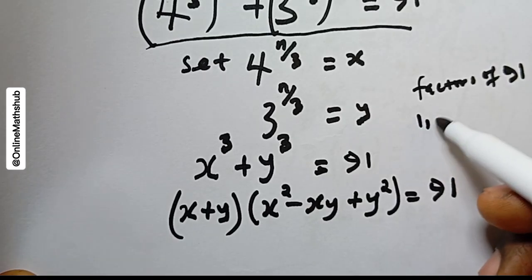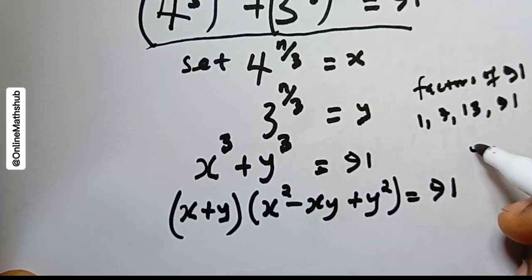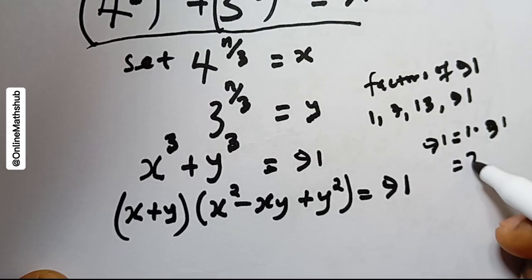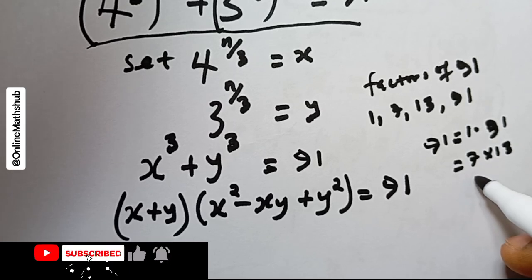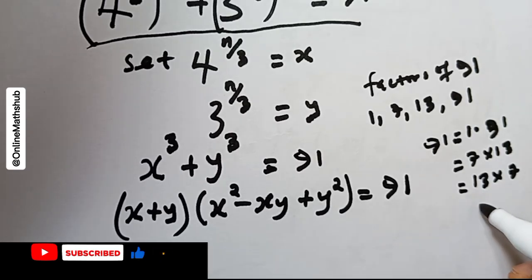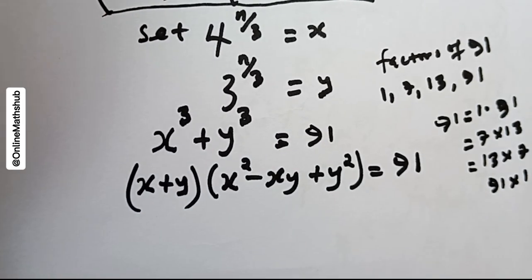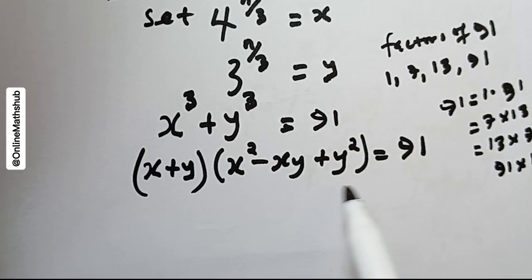are, we have 1, 7, 13, and also 91, which means that we can actually write 91 as 1 times 91, and we can also write it as 7 times 13. We can also write it as 13 times 7, and finally we can write 91 as 91 times 1. Okay, so we want to find out any of these combinations that will best satisfy this equation we have over here.